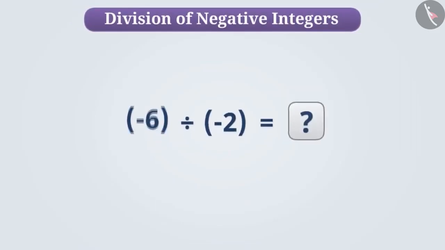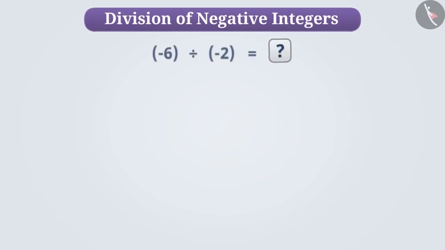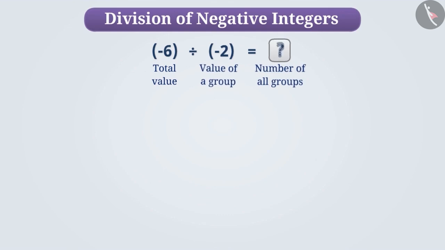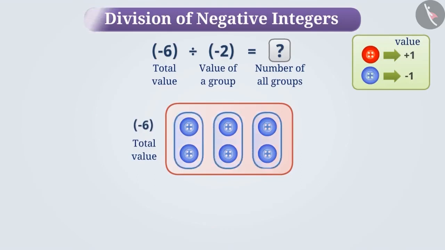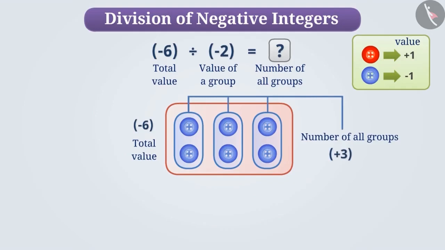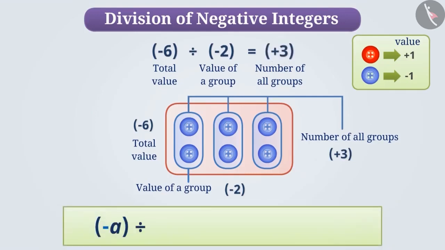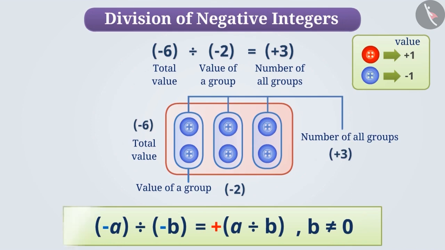Will the quotient obtained from the division of two negative integers also be positive? Think. Let us know this by obtaining the quotient of -6 divided by -2. Here we have to see how many groups of -2 will be there in -6. If we keep 6 blue buttons, then their total value will be -6. Out of this, if we make groups of 2 blue buttons each, we will get a total of 3 groups. Here the value of each group will be -2. We can say that -6 will have 3 groups of -2, so -6 divided by -2 is equal to +3. In broad terms, we can say that the quotient obtained by dividing any two negative integers is positive. Your divisor cannot be 0.